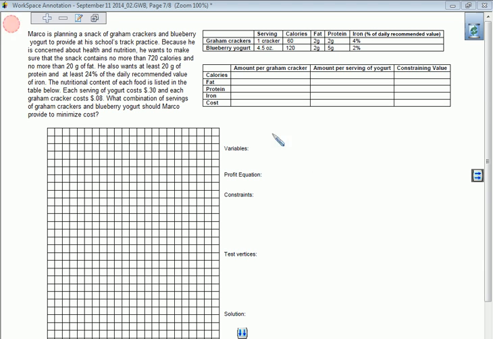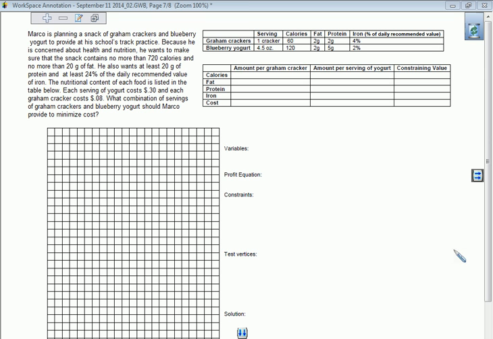Okay, so this problem says that Marco is planning a snack of graham crackers and blueberry yogurt to provide at the school's track practice. Because he's concerned about health and nutrition, he wants to make sure the snack contains no more than 720 calories and no more than 20 grams of fat. He also wants at least 20 grams of protein and at least 24% of the daily recommended value of iron.